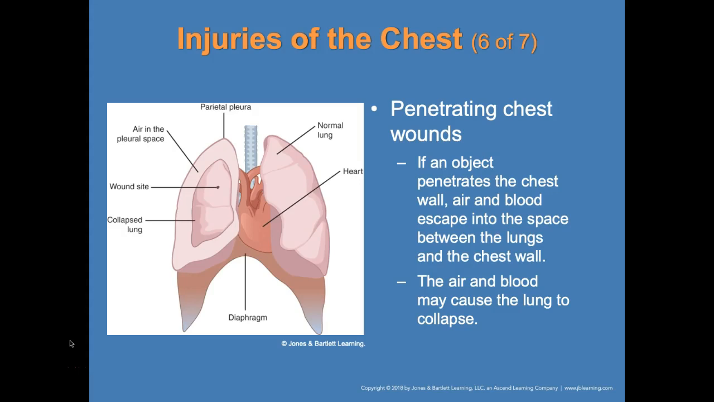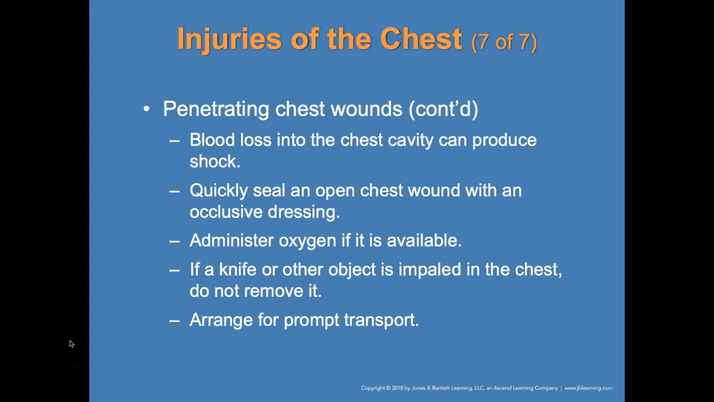And if that lung collapses, it's obviously not doing its job anymore, and now we're not getting good oxygen and carbon dioxide exchange, which can result in shock or death because we're not perfusing correctly. So there you go. Blood loss into the chest can produce shock. What we do is quickly seal that wound with an occlusive dressing. Remember, an occlusive dressing is a good airtight seal that goes over that wound.